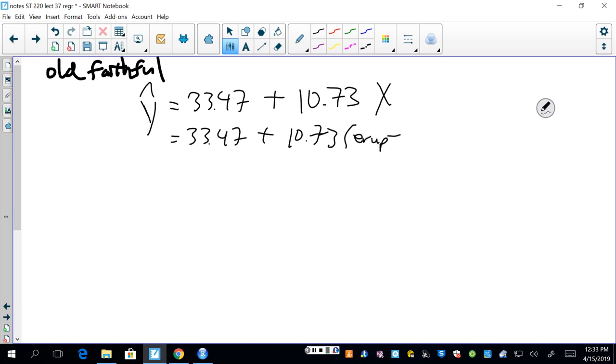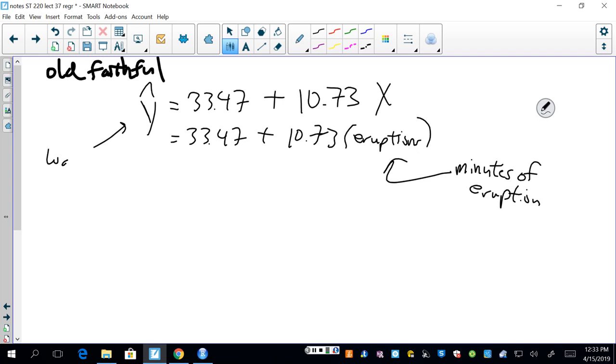eruptions there. So this is the minutes, I call it, the minutes of eruption of this geyser. And then the y is the predicted waiting time. Y is waiting time, so this y hat is the predicted waiting time.